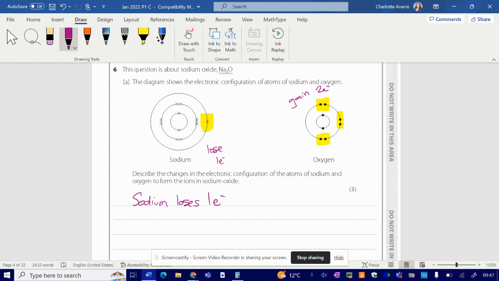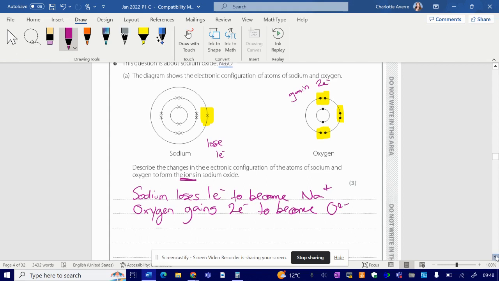Okay, it tells me here that it wants me to talk about the ions. So I'm going to say to become the Na plus ion, and oxygen gains 2 electrons to become the O2 minus ion.